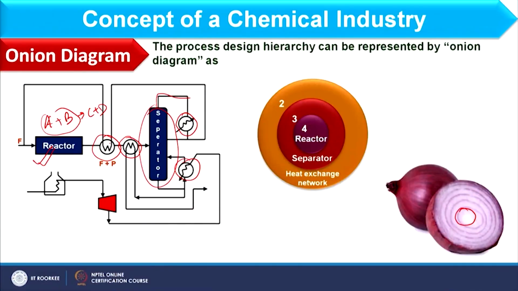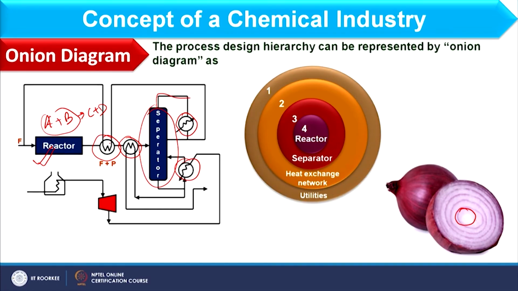So, the heat exchanger network will be the third layer from inside. And finally, we can have the utilities, because if I am saying that I am installing heater and cooler, there I have to provide a definite utility, let us say cooling water or steam. And once I am having that utility, I have to generate that utility in a chemical plant.